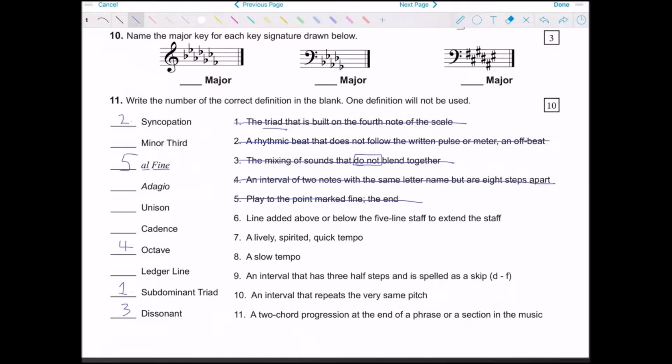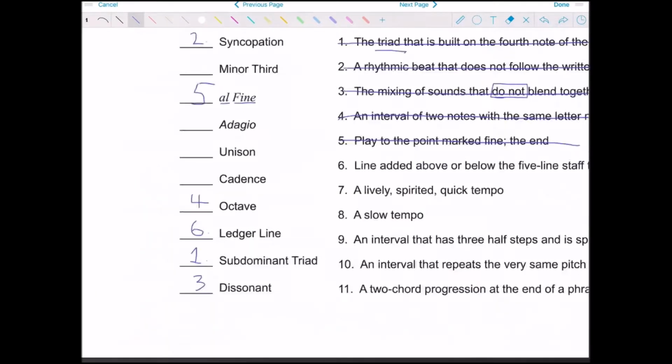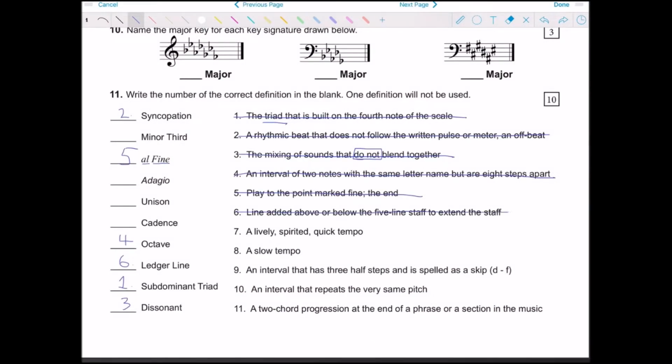Number 6. Line added above or below the 5-line staff to extend the staff. You should know that middle C is on this. It is called a ledger line. So, number 6 right there. Number 7. A lively, spirited, quick tempo.